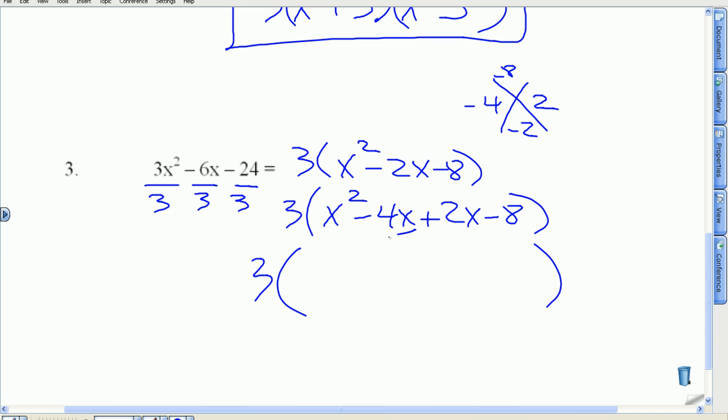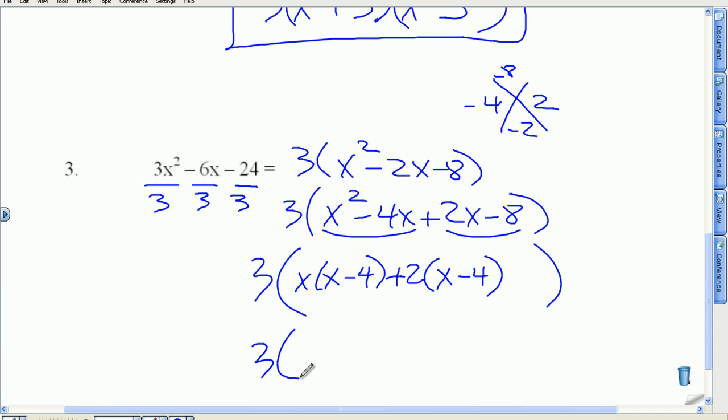So let's see. Common to x squared and minus 4x is an x. Common to 2x minus 8 is a 2. And then finally, I'm going to take x minus 4, x plus 2, and notice that 3 is out in front of the whole thing.